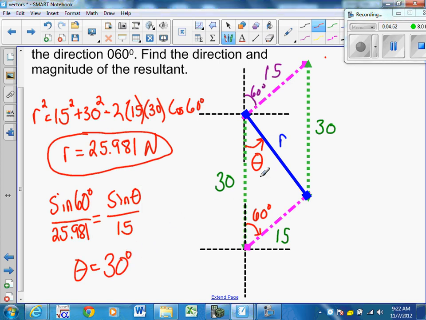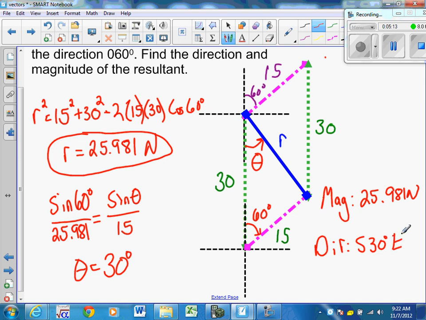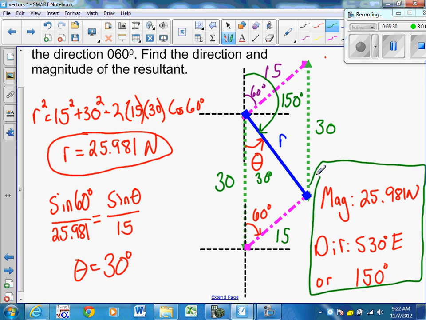Now, that's in my diagram that this theta is 30 degrees. To actually find my direction, I'll say my magnitude is 25.981 newtons. In my direction, I'm going to say south 30 degrees east, or I could just say 150. Because if you look at my angle, this angle all the way around, if this is 30, this angle is 150. So either of those two answers is okay, 150 or south 30 degrees to the east.